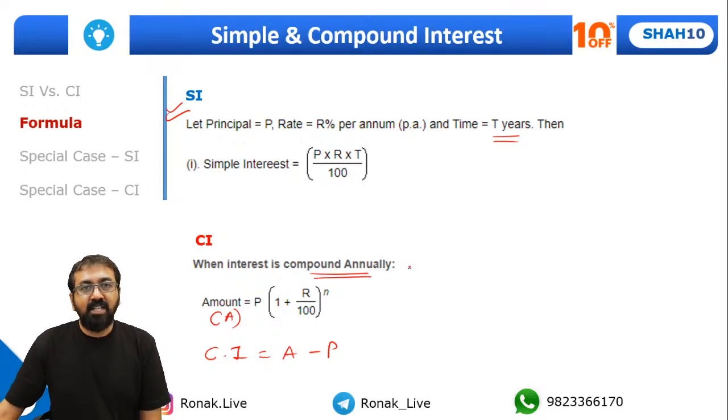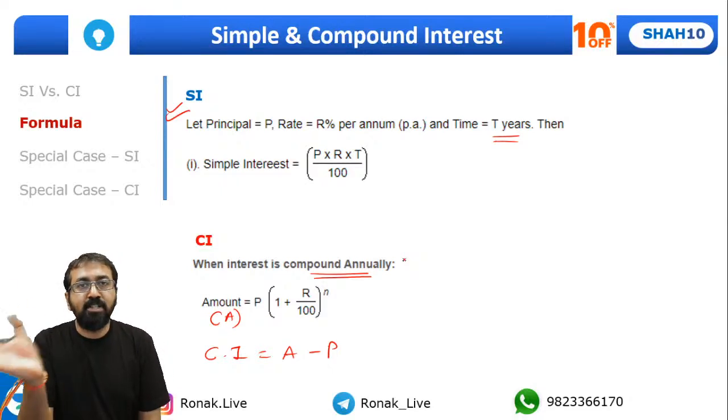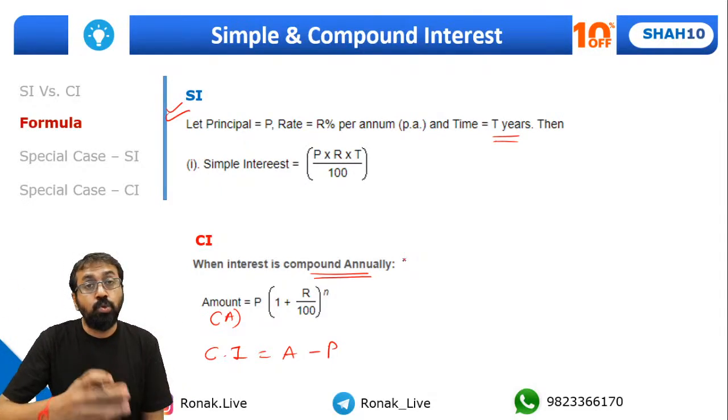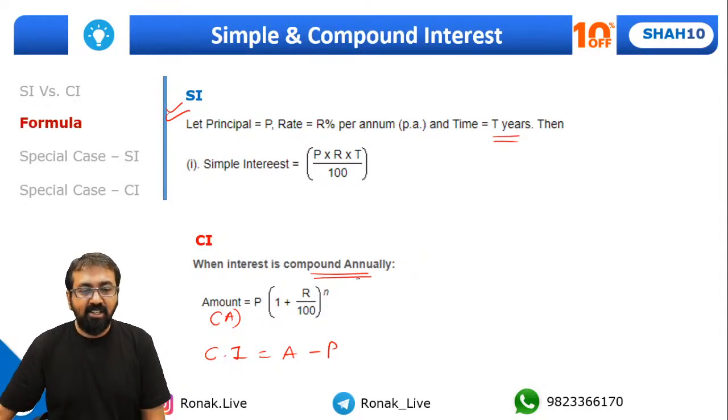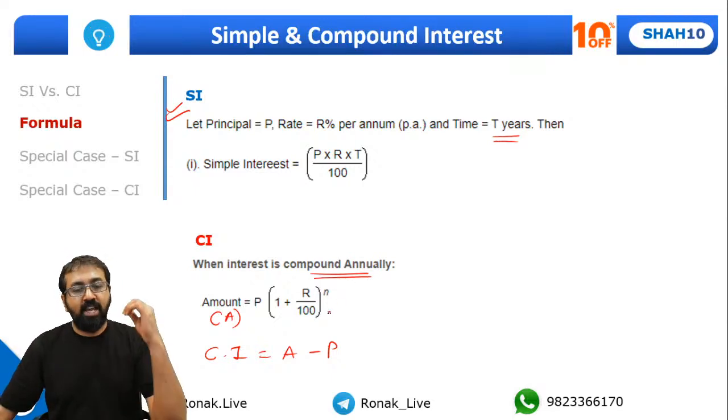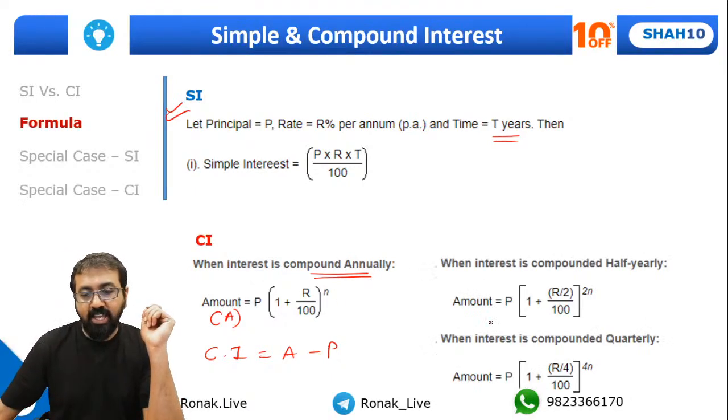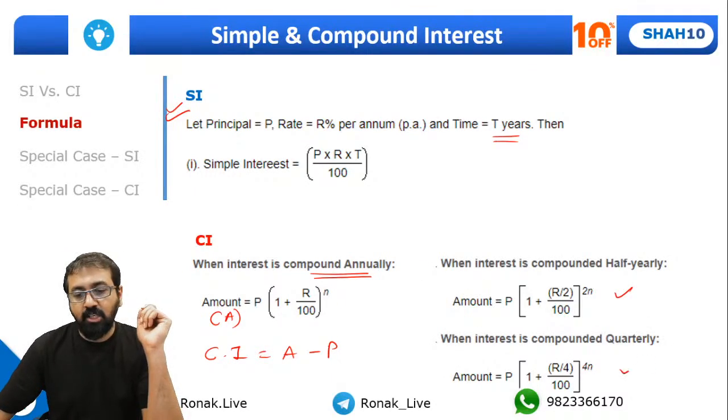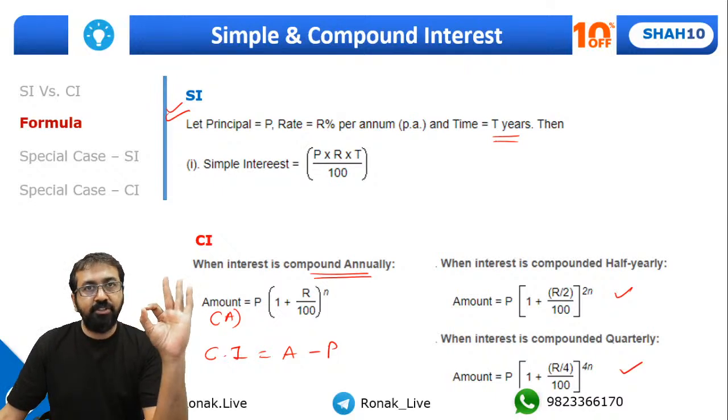When compounding is done annually, okay, compounding, what is compounding? जो interest को आप principal में वापस ऐड करते हो उसको compounding कहते हैं, right? So ये आपका annually हो रहा है. So अगर half yearly हो रहा है या quarterly हो रहा है तो formula ये हो जाएंगे. Are you all clear with this?